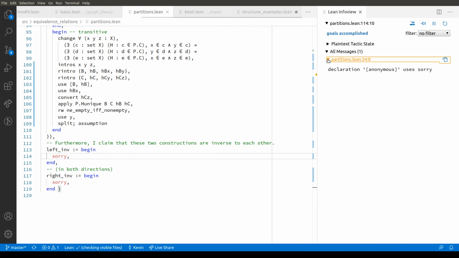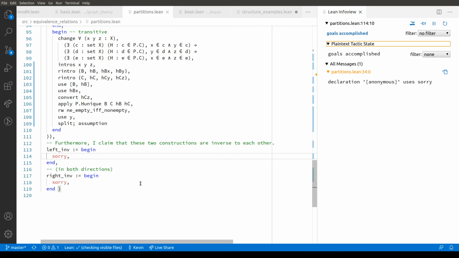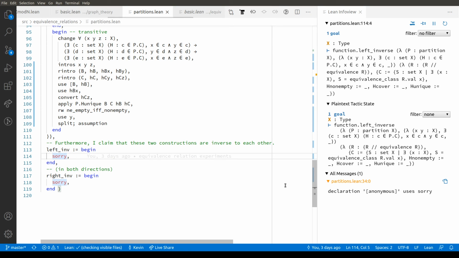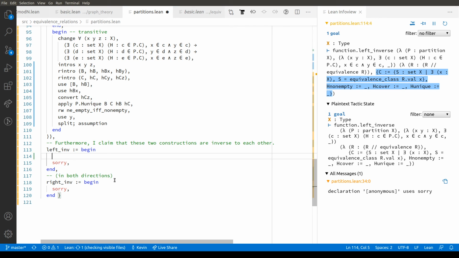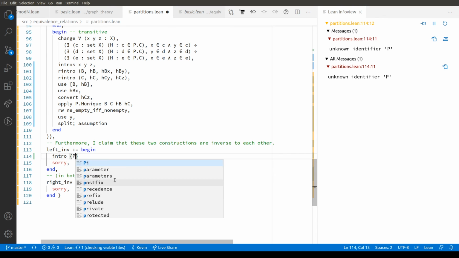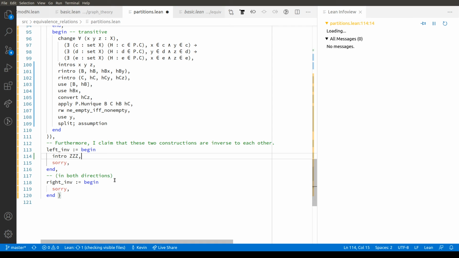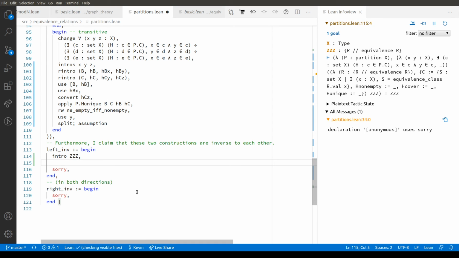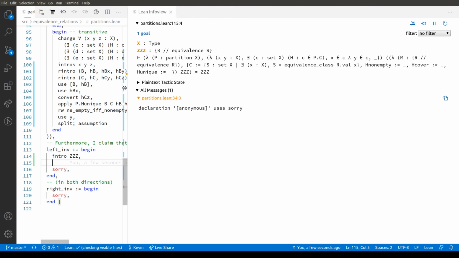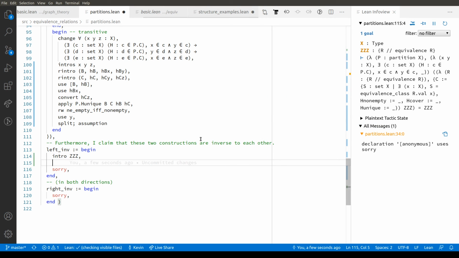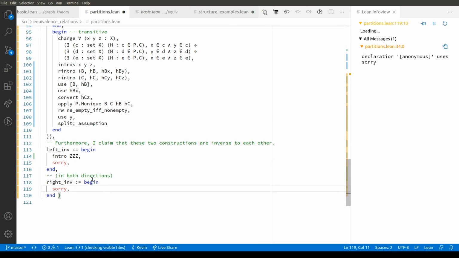But the thing I really wanted to show you was, you see here, we've now got to prove, which one is it? Let me just show you what the issue is. At some point, intro P. I don't know what to call it. Intro ZZZ. You see here, I've got to prove this. That's the easy one. This is the way I wanted to show you.